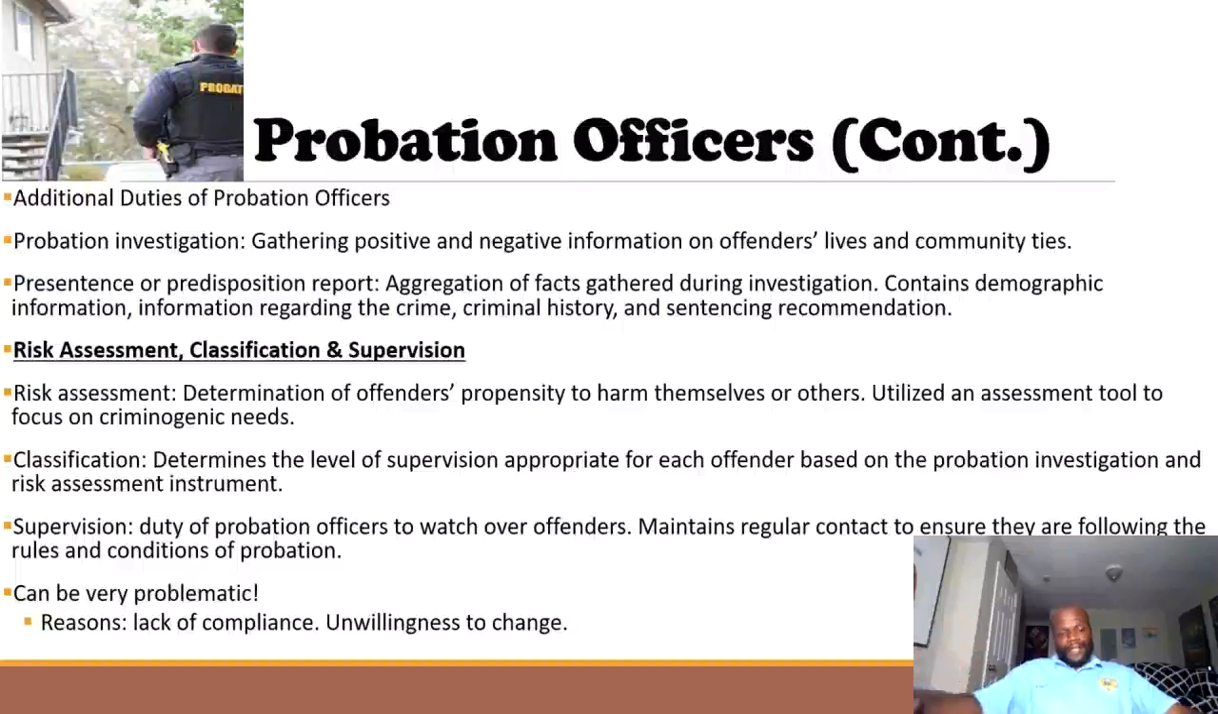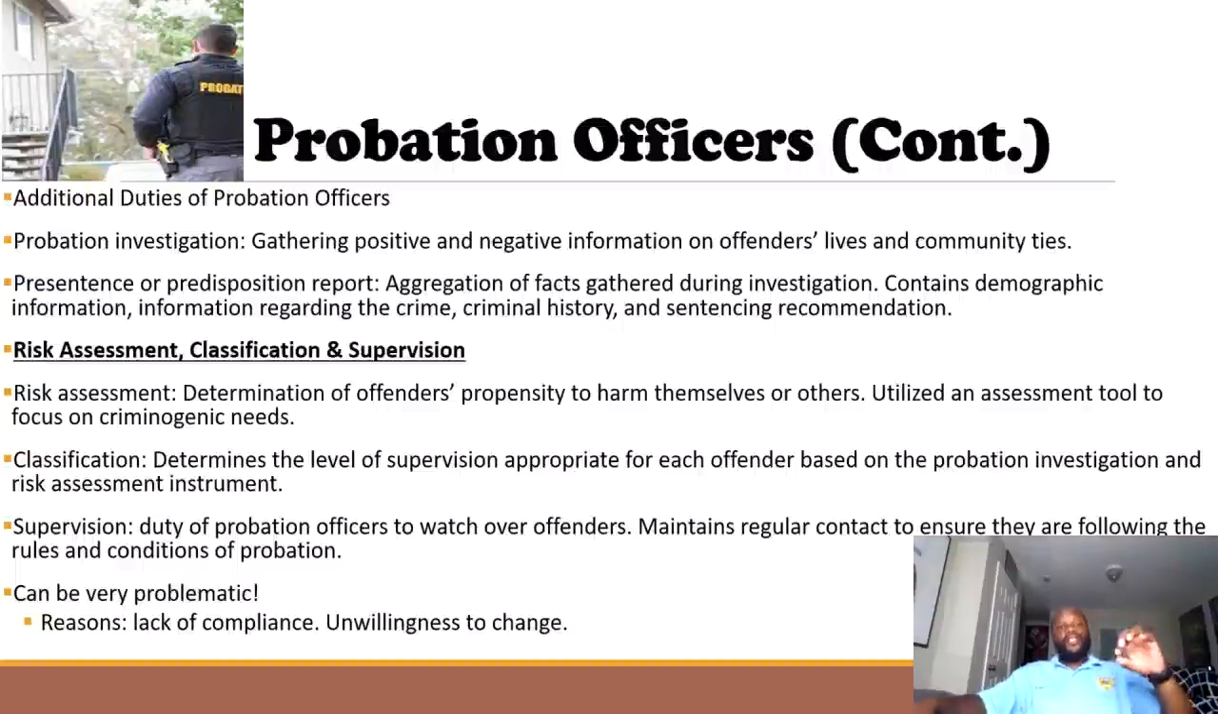But this can be very problematic. Why is that? Well, for starters, you got people who don't want to listen. You're dealing with other people, so they don't want to listen. You get people who want to think, oh, well, you can't tell me what to do. And it's like, yes, I can. A judge has authorized me and has given me the authority to tell you what to do.